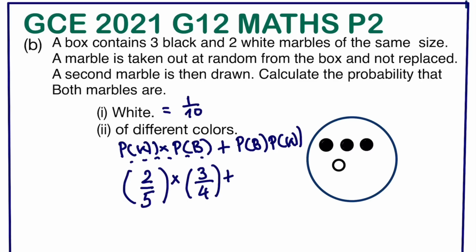Plus, then we need to start the draw all over again because we are finished with white and black. Now it's black and white. So let's say we have another white here. The probability of having a black initially here will be equal to 3 over 5.